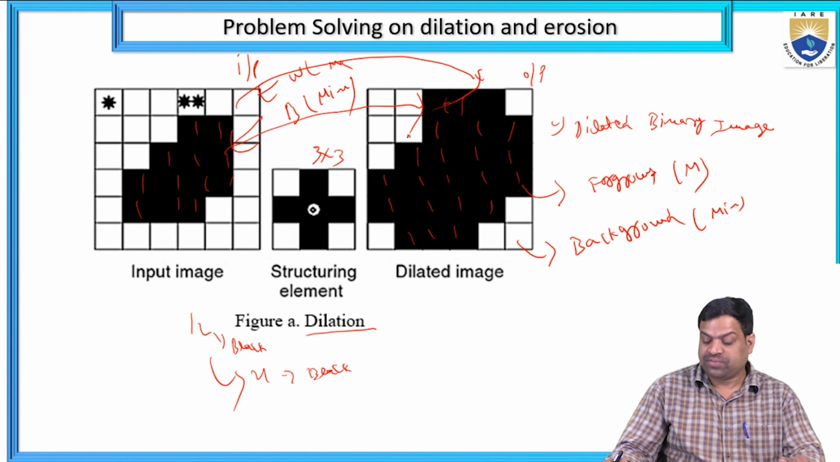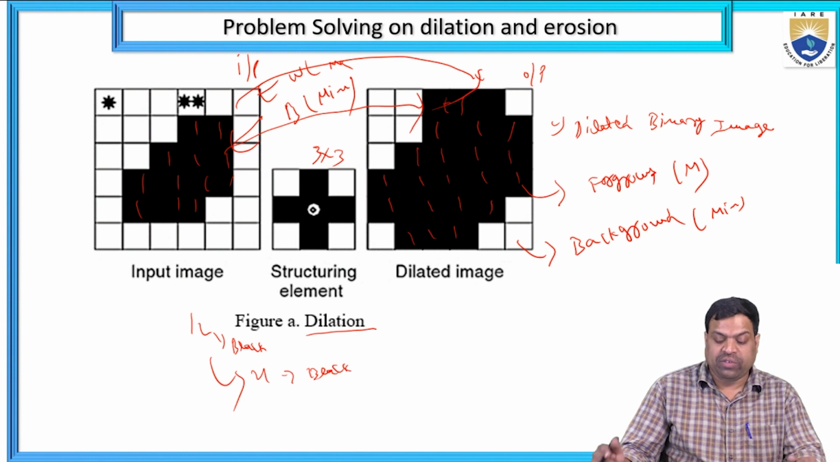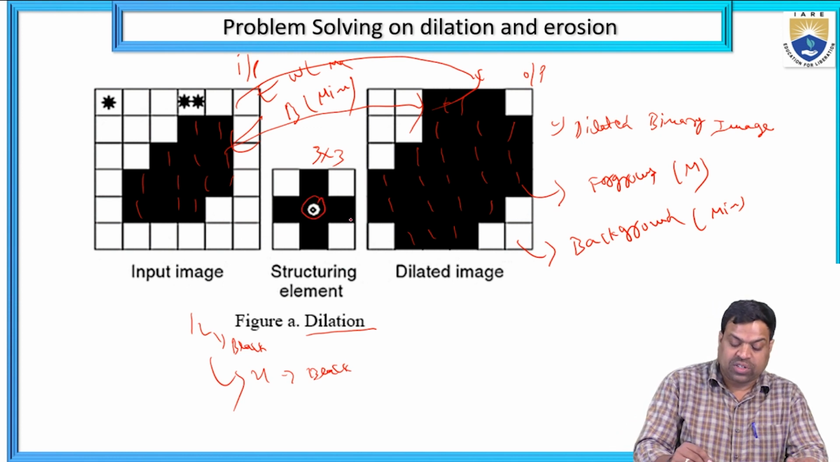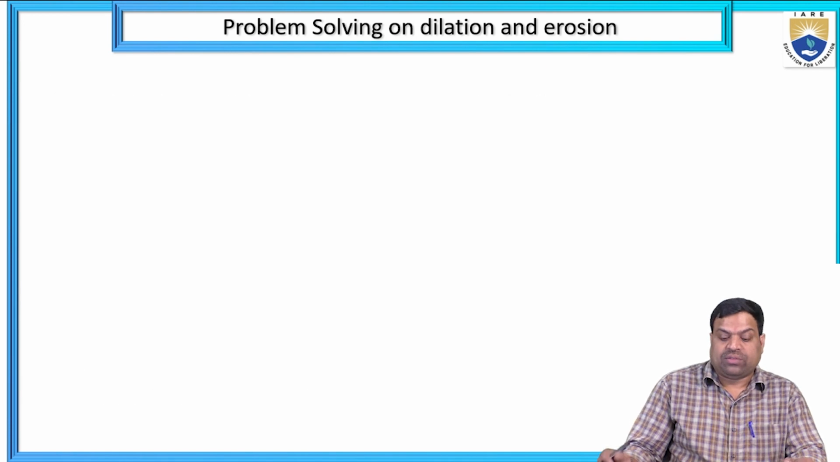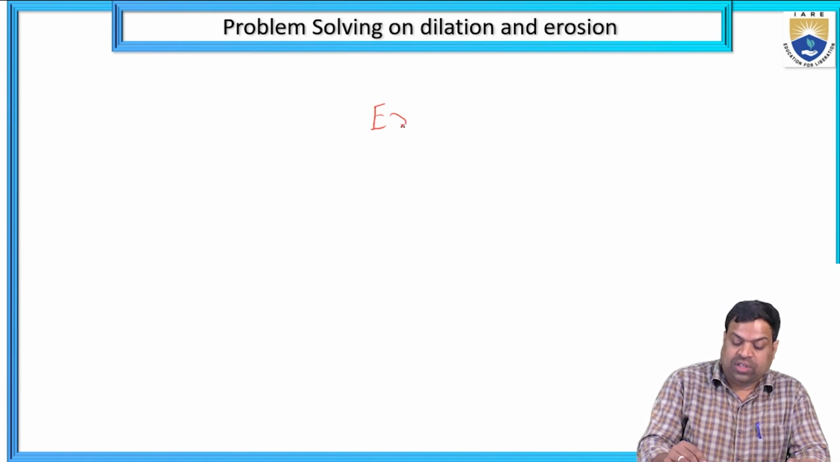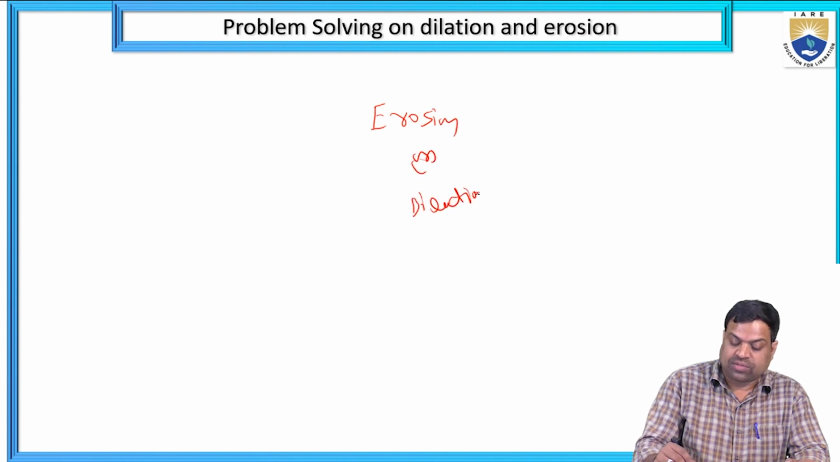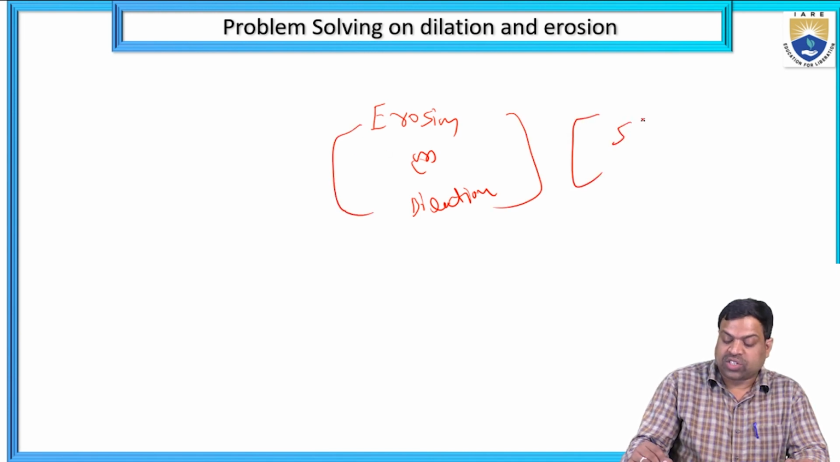Like this, in erosion or dilation, whatever it may be, the structuring element is very important. It is the midpoint of this. That is the structuring element. So in erosion or dilation, definitely we have to take the structuring element.